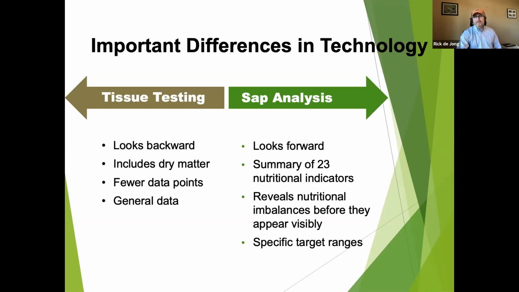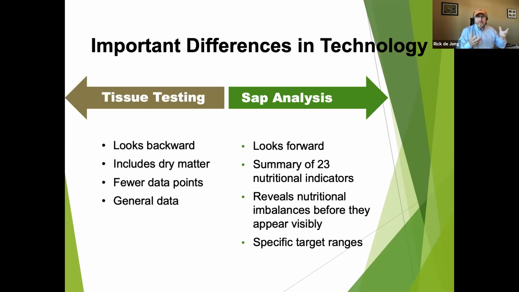So with the sap analysis, I like to say we're looking forward. And the reason for that is we now get rid of that 80% leaf tissue that has nutrient, but that nutrient is no longer available. We're zooming in, we're just focusing right in on the nutrient that's in the leaf sap that's still available for that crop and for that crop development. Typically, we've got 23 different data points.